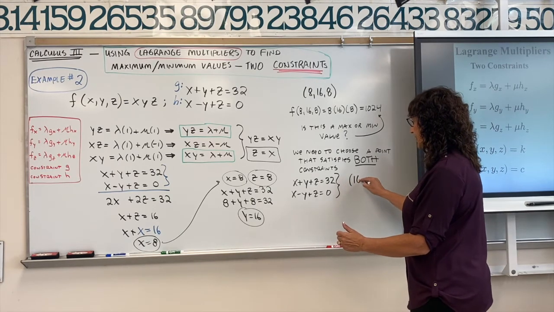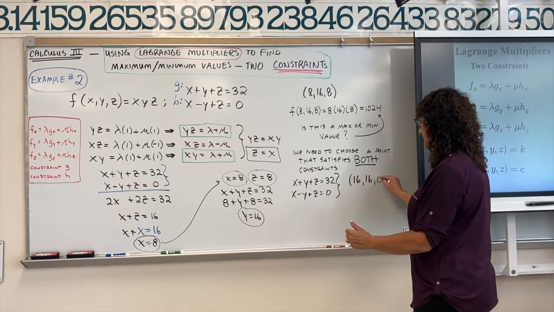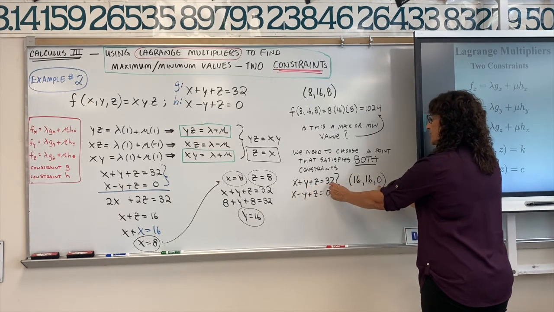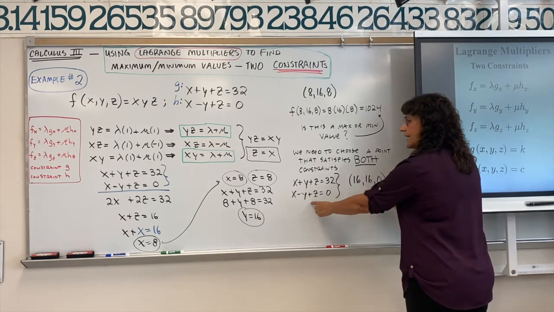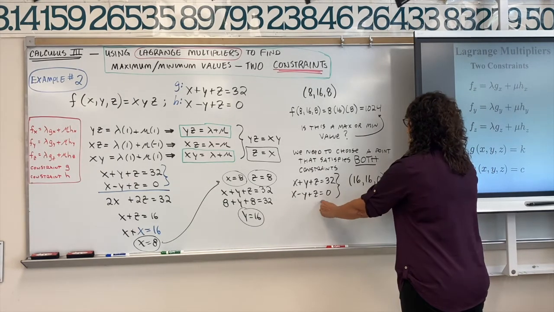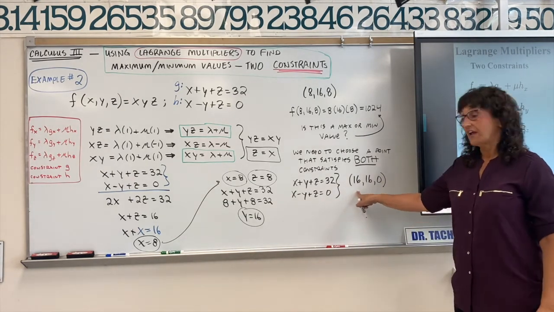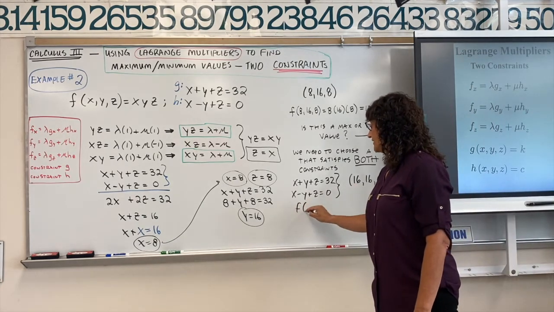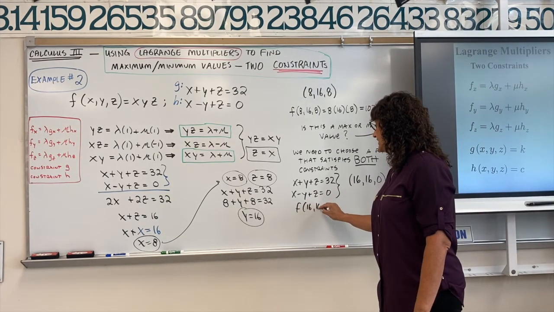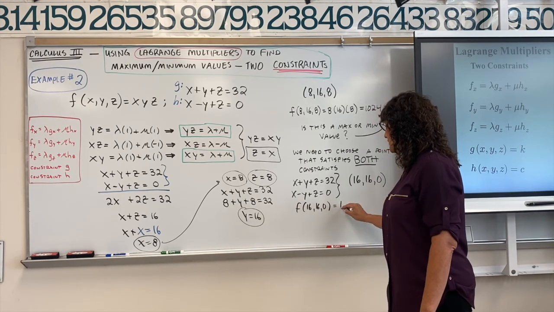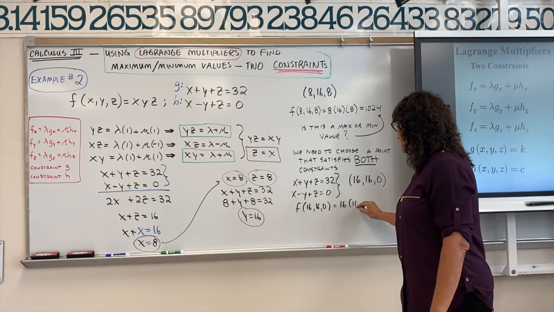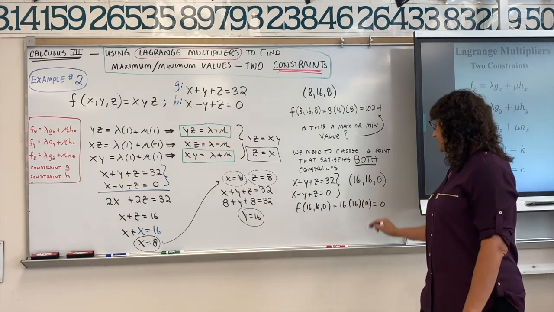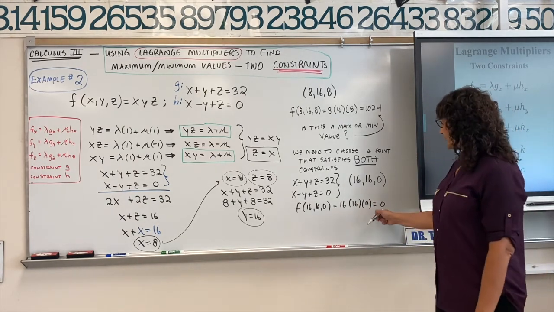I've got something in my head, 16, 16, 0, I believe works. 16 plus 16 plus 0 is 32. 16 minus 16 plus 0 is 0. That works, this works in both constraints, so let's test it. Plug in 16, 16, and 0. What is 16 times 16 times 0? Well, that's equal to 0, isn't it?